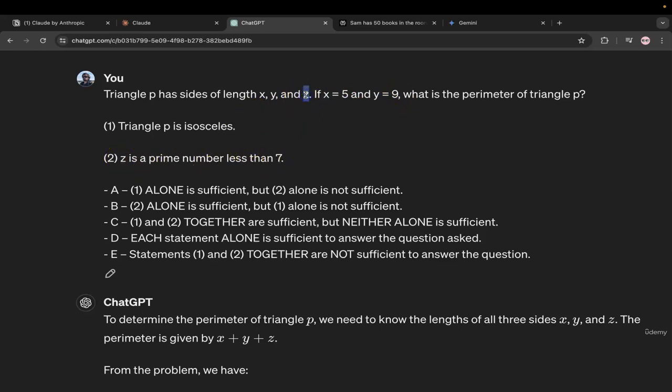Okay, so if z is a prime number less than 7, there are 3 options available. It could either be 2, 3 or 5. The next prime number is 7 and it's not less than 7. So this statement alone cannot help me figure out the answer, because z being a prime number less than 7 means that z could be either 2, 3 or 5. Doesn't help me figure it out.